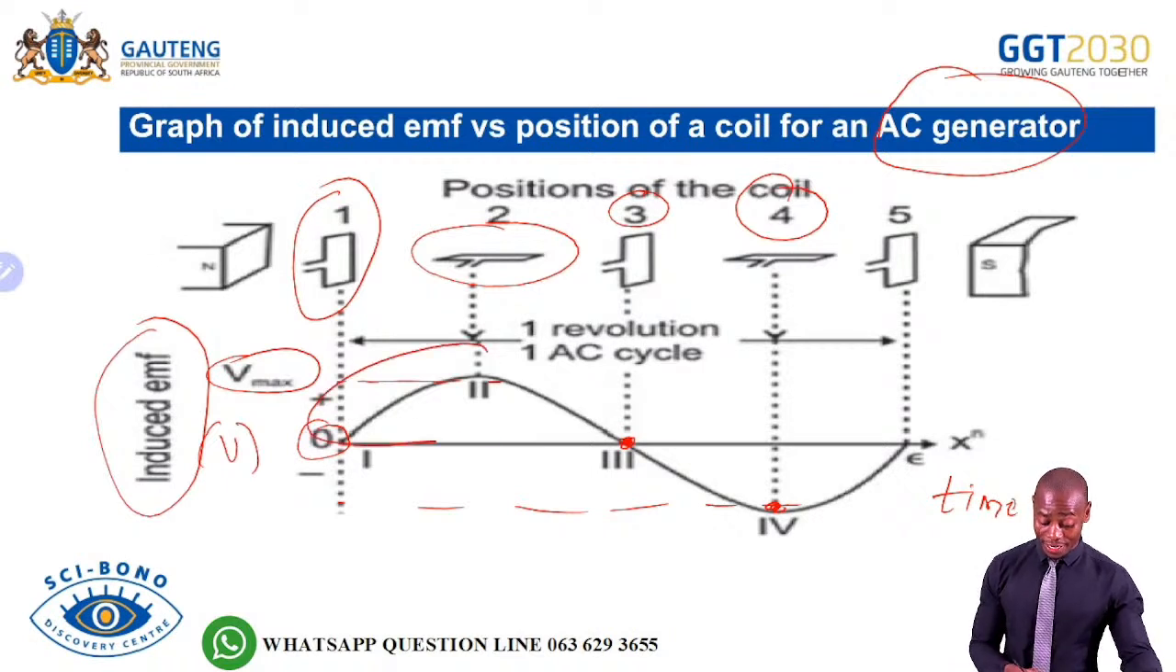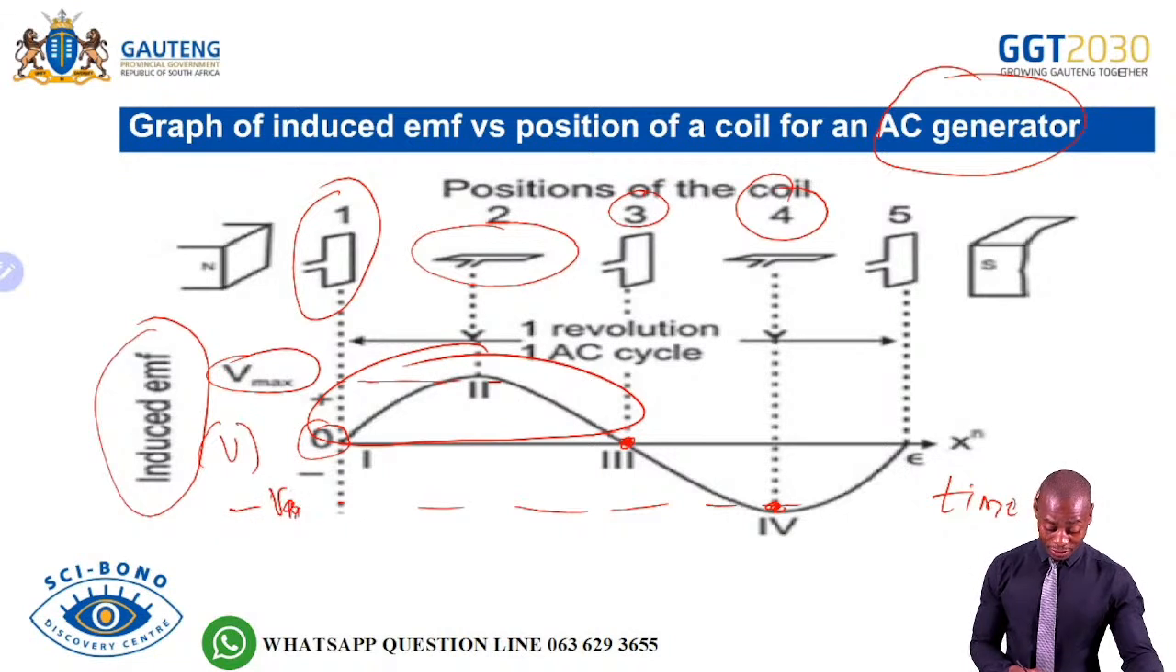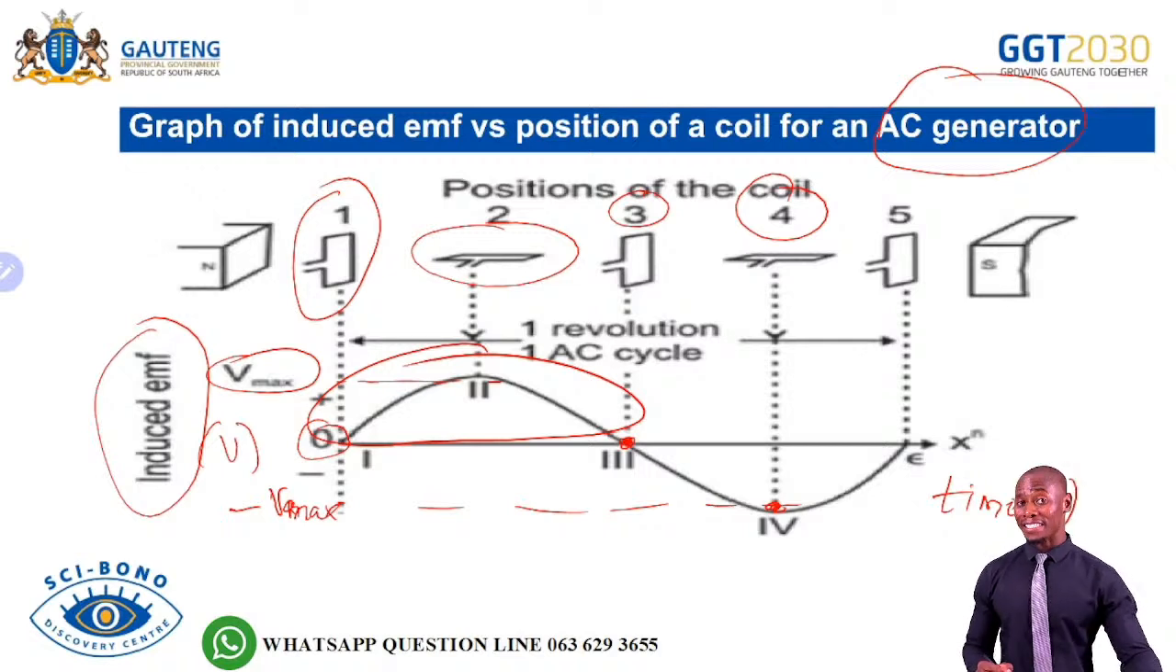So this is half a turn. Then after each half turn, the direction of the induced EMF changes. So there you are having maximum EMF, but maximum EMF in the opposite direction. So please be careful, learners, when you draw these graphs. Check whether we are drawing the graph of EMF versus time for an AC generator or for a DC generator.